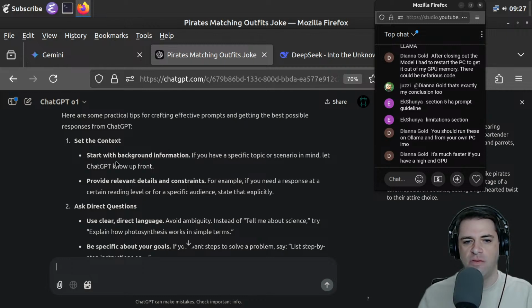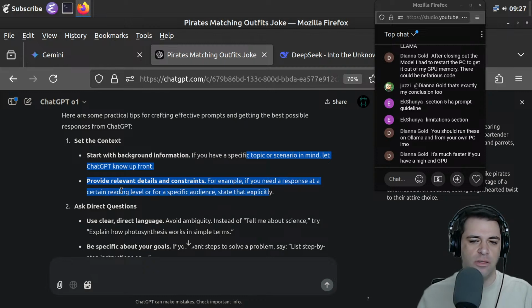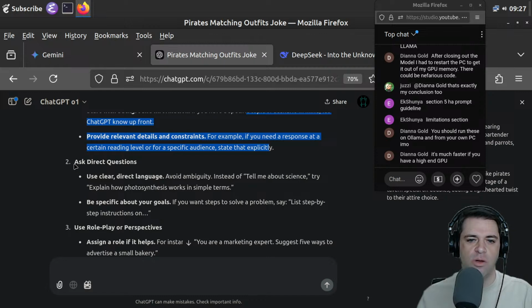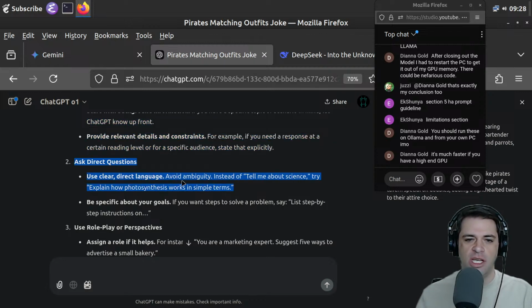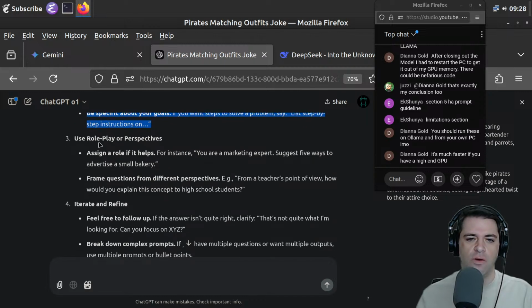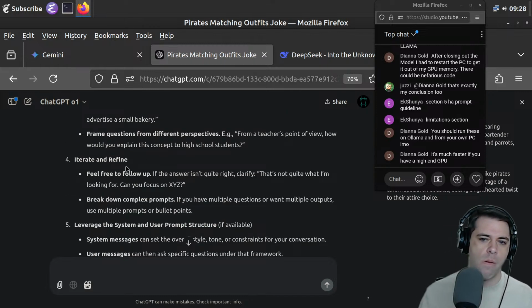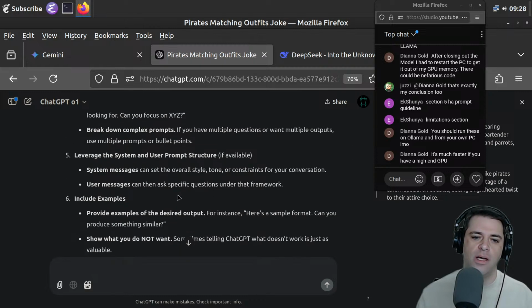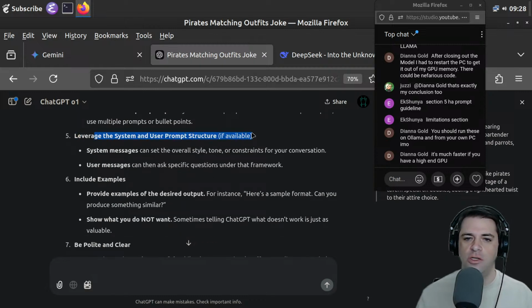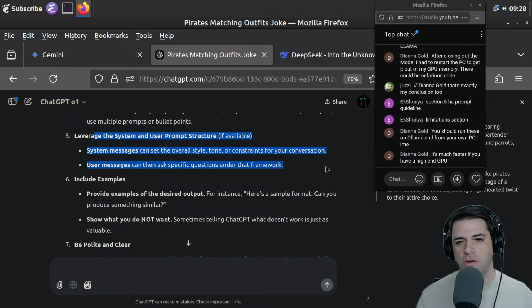Start with background information. If you have a specific topic, let GPT know up front. Provide relevant details and constraints. For example, if you need a response at a certain reading level, state that explicitly. Ask direct questions. Use clear, direct language. Avoid ambiguity. Instead of "tell me about science," try "explain how photosynthesis works in simple terms." And be specific about your goals. Use role-play perspectives. Assign a role if it helps. Then you can iterate and refine. Break down complex prompts. Leverage the system and user prompt structure if available. Set the overall style, tone, and constraints for your conversation.